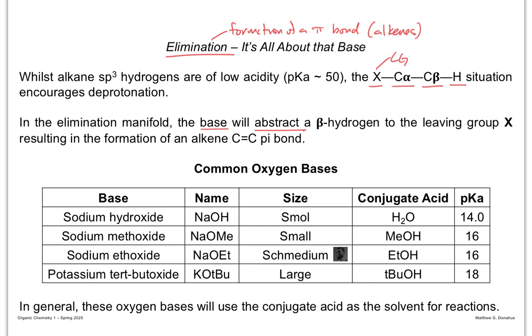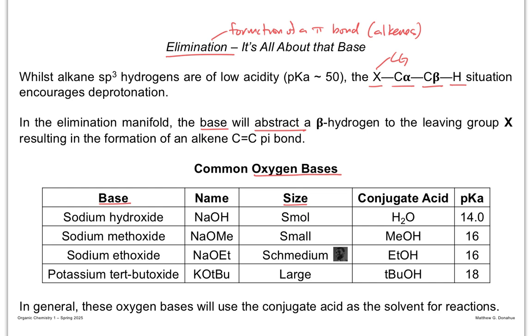So common oxygen bases. In our first column, we have the base name. So sodium hydroxide is in row 1 there. And then we have this new descriptor, size, and we'll talk about why size matters for organic chemistry purposes only here. And then the conjugate acid of that base, and then the pKa.